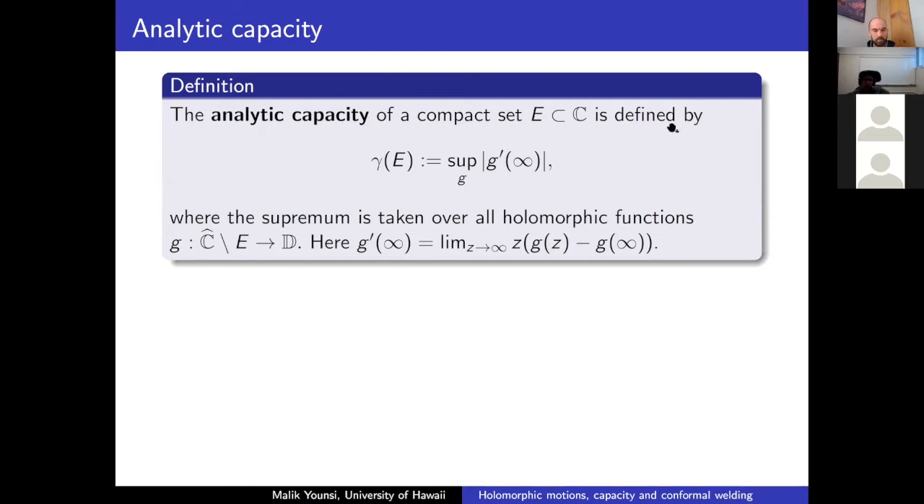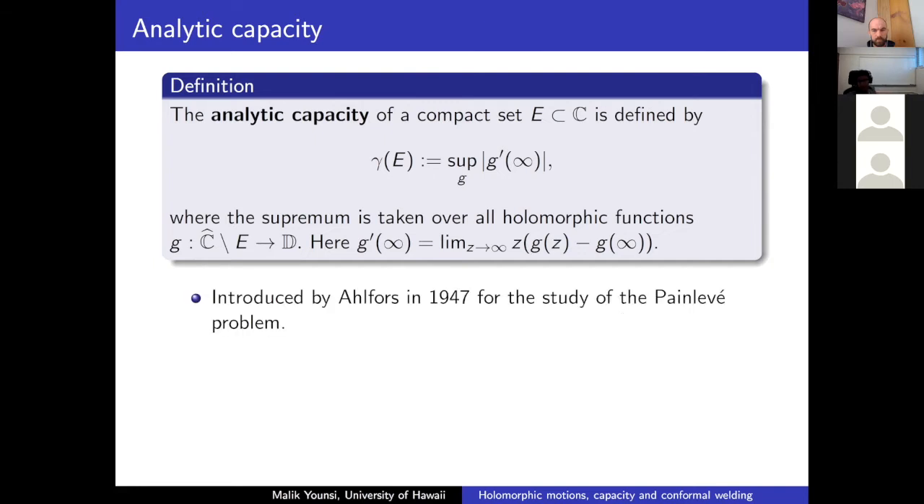Okay, so that's the definition of analytic capacity. It was first considered by authors a long time ago for the study of a problem due to Painlevé. Painlevé's problem was about finding a geometric characterization of the compact sets that are removable for bounded holomorphic functions. And it turns out that such compact sets coincide with sets of zero analytic capacity. So that's why this extremal problem was introduced by authors to try to characterize these removable sets, just the sets of zero analytic capacity.